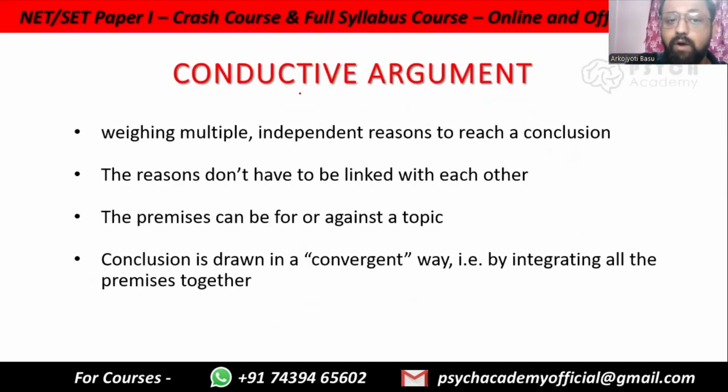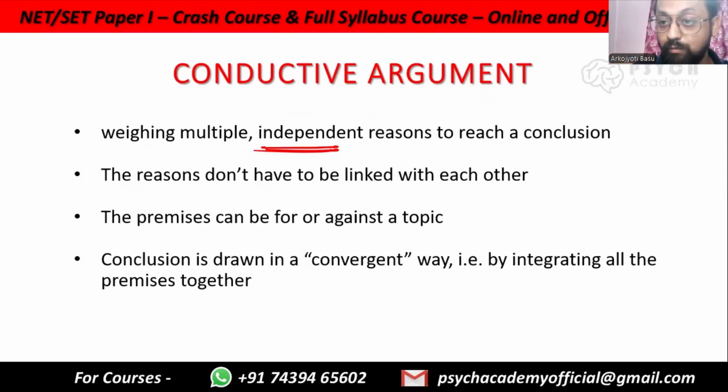One is conductive argument. That is, we are weighing multiple independent reasons. This is why it is different from deductive or inductive. Conductive is where you are combining independent reasons. They are not linked to each other. Because in deductive and inductive reasoning, we studied how if the premises are not linked to each other, then automatically the logic becomes invalid or weak.